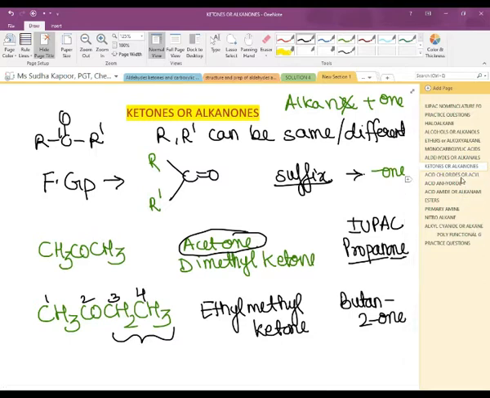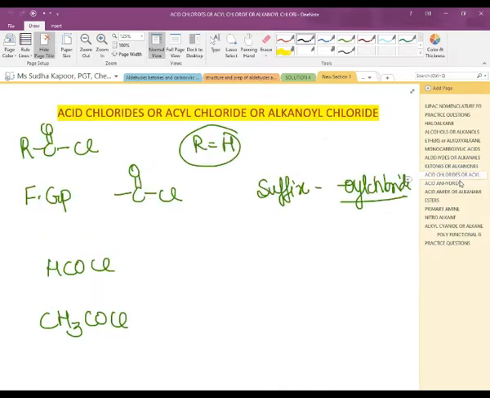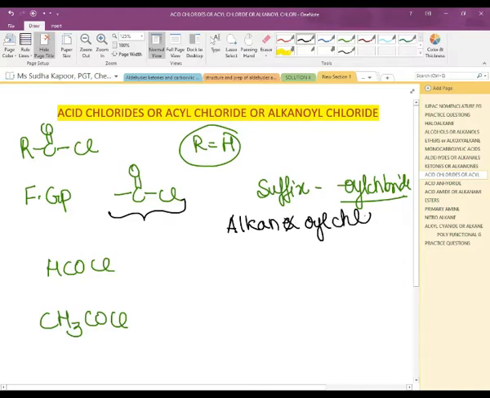Now the next functional group is acid chloride. These are all derivatives of acids. Acid chloride, acyl chloride, also known as alkanoyl chloride. In this case, the functional group is COCl, and the suffix used is oyl chloride. These are all secondary suffixes which are added after the name of the base. So in the IUPAC they are known as alkane, remove E, add oyl chloride.